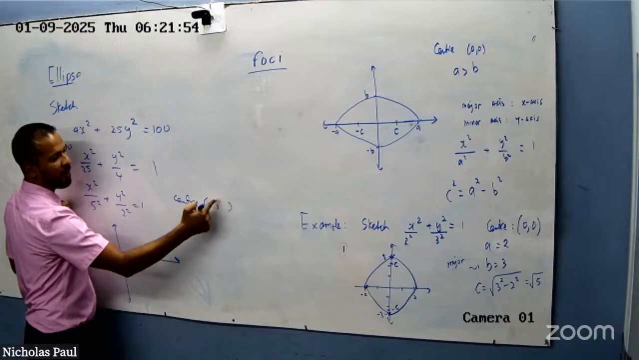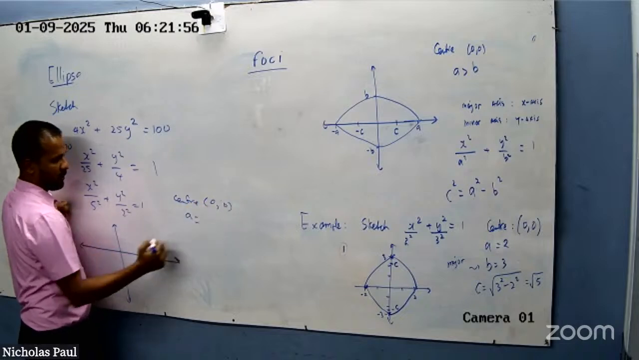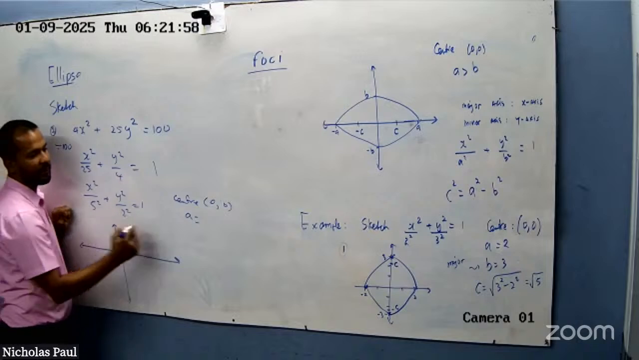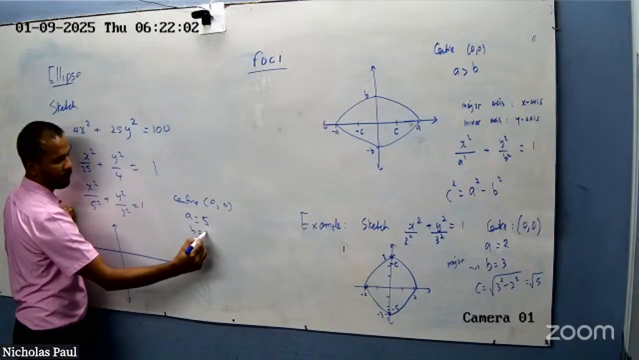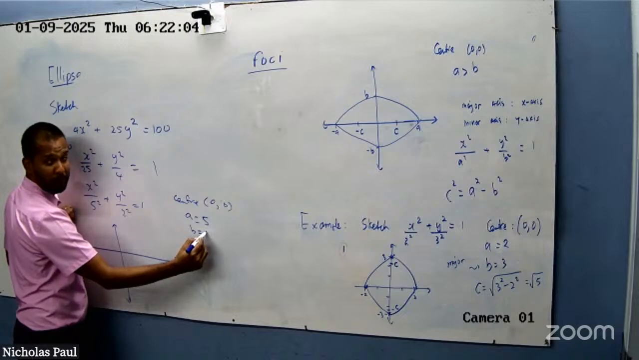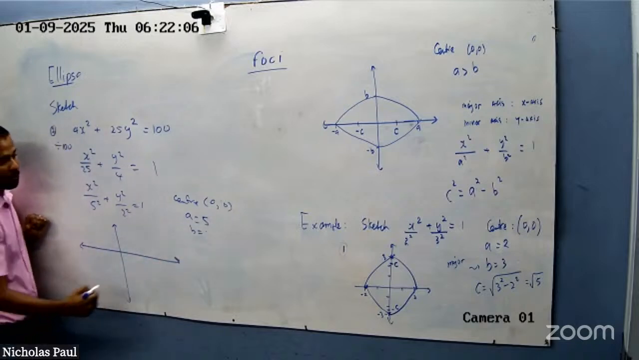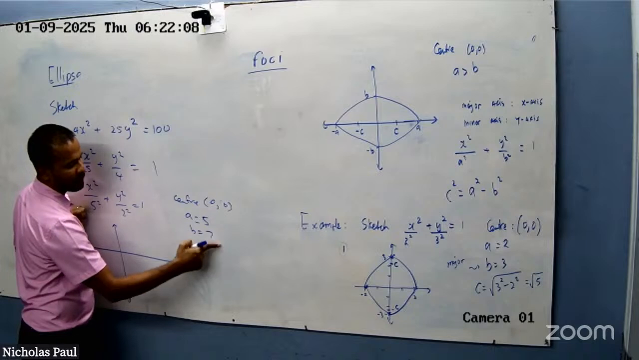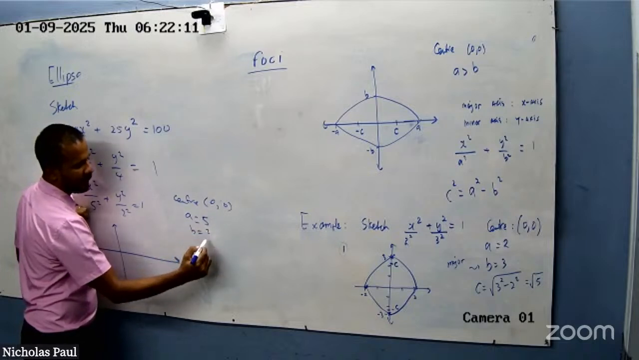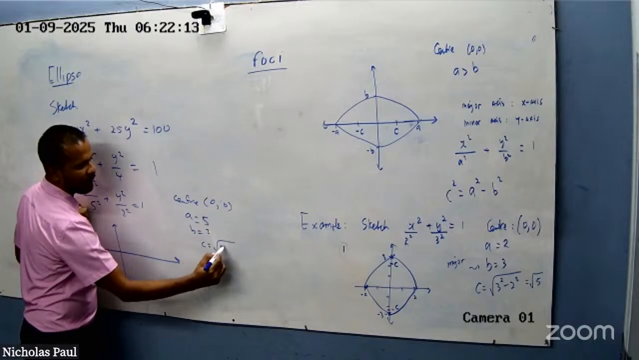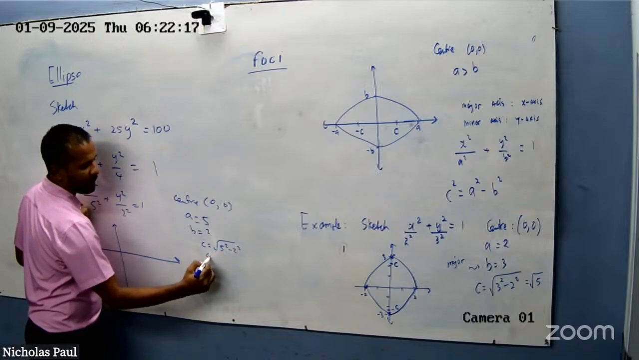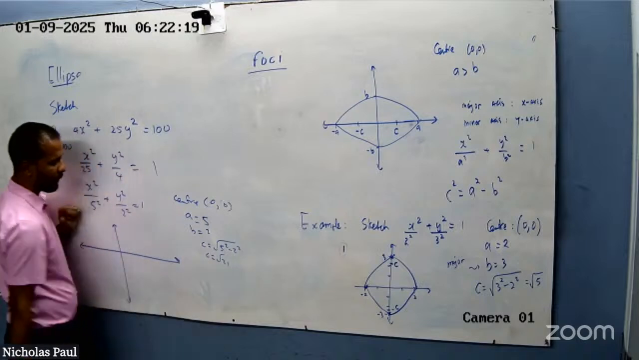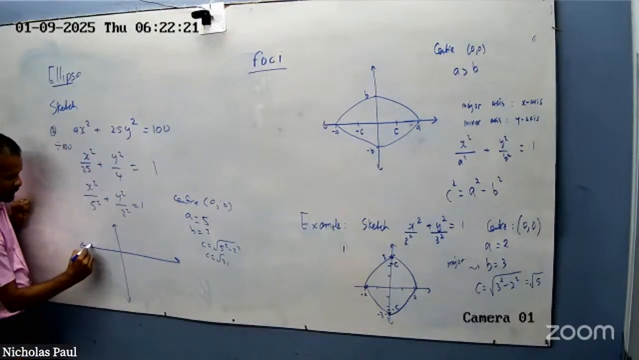A is how much? A is 5. And B is what? B is 2. And C is what? C is the square root of 5 squared minus 2 squared. So that's the square root of 21. Right? So you do your little thing here.